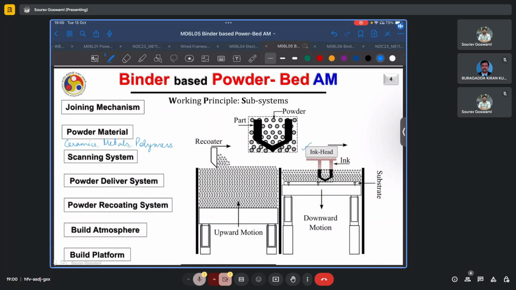The build platform requirements are similar to what we discussed previously, that is, they should be compatible with the material that we are working with, and they should not lead to unnecessary delamination or the formation of any secondary phases. In some cases, it may also be required that the build platform is flexible for easy removal of the part.